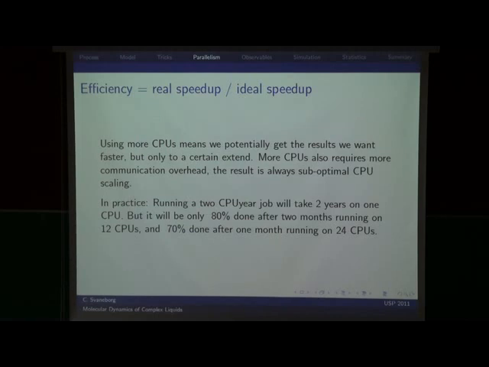In practice, we cannot wait 2 years for getting a result. So what we can do instead is throw 12 CPUs at the job. Then, ideally, it will be done after 2 months, but because of this sublinear scaling, it will only be 90% or 80% done after two months of simulation time. If you throw more CPUs at it, it will be done after 1 month, but only 17%, right? So the more CPUs we throw at the job, the longer it takes. We get the results faster, but we also are doing less effective computation. So again, there's an optimum.